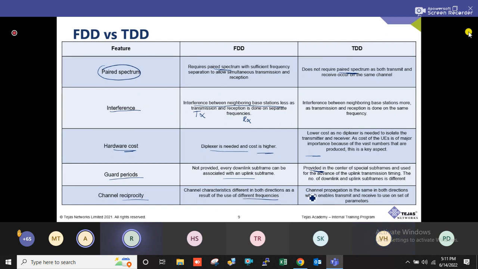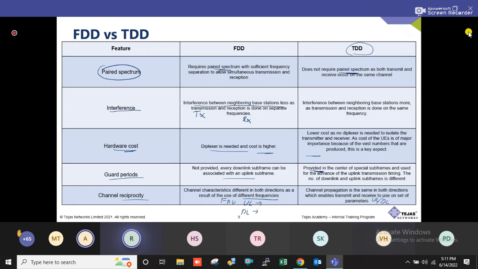And channel reciprocity: channel characteristics are different in both directions in FDD as a result of the use of different frequencies. Now, this is one of the advantages TDD has, because if we understand the channel or radio condition in uplink, the same condition can be given for downlink as well. But in FDD, the channel condition for uplink will be different because the uplink frequency itself is different, and the downlink channel condition will be totally different.